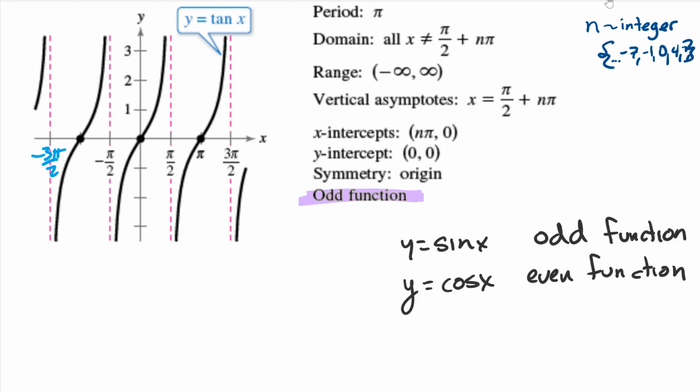Let's show you why. y equals tangent of x. There's no such thing as tangent. There's sine over cosine.